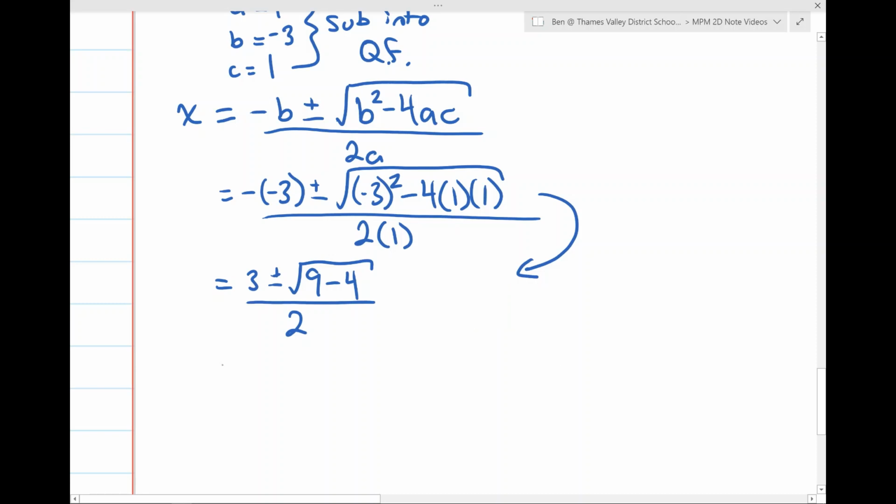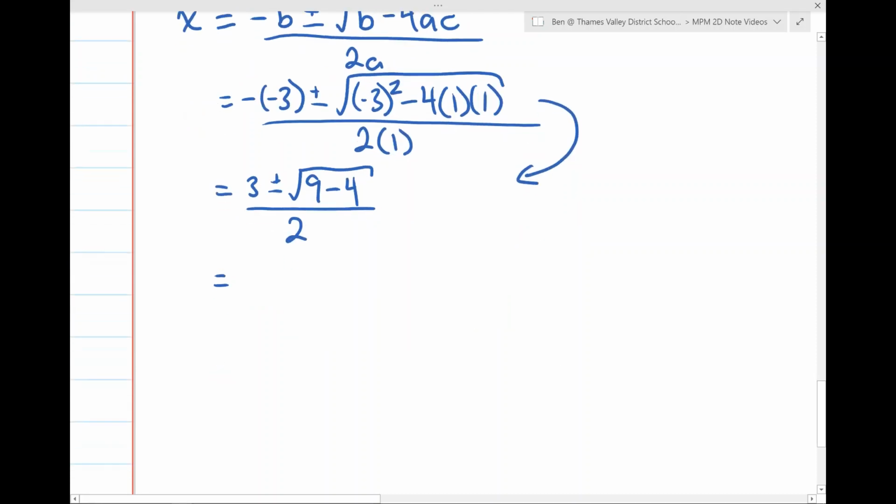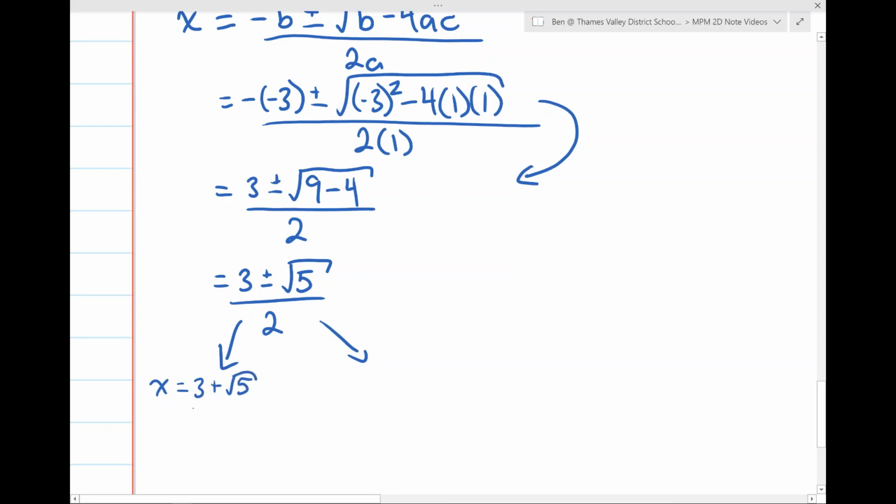Now here we have 3 plus or minus the square root of 9 minus 4 all divided by 2. So that is 3 plus or minus the square root of 5, right? 9 minus 4, that's 5, divided by 2. And there we are. Now we work and we find our two solutions. So our first one is x equals 3 plus the square root of 5 divided by 2. And our second solution is x equals 3 minus the square root of 5 divided by 2.